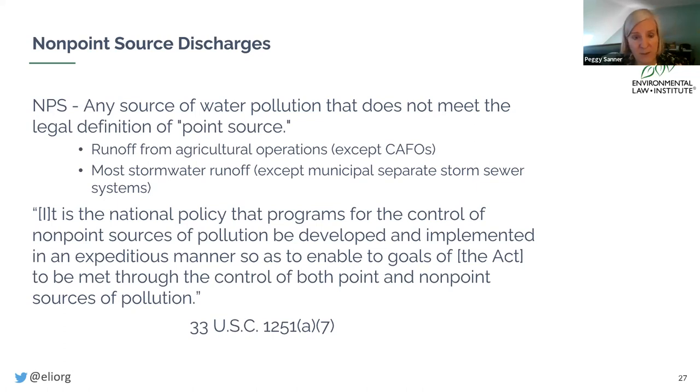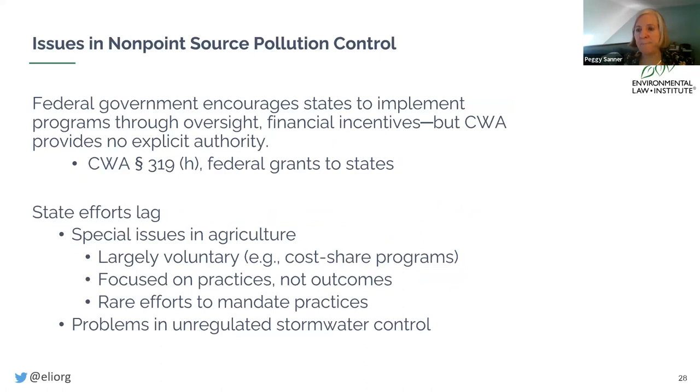The Clean Water Act mentions them, and notes that it is the national policy that programs should be developed to control and reduce pollution from these sources as well as point sources. So we have to think about what the states are doing, hopefully, and often, with the assistance of the federal government through the grant programs and other programs that Camille mentioned. So how are the states doing? I would say the answer is mixed.